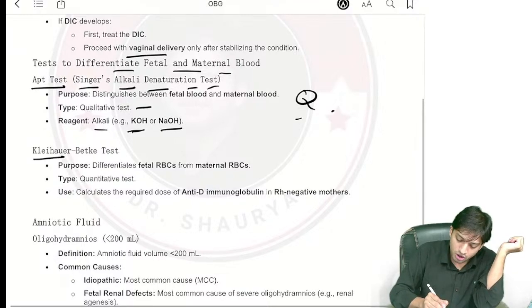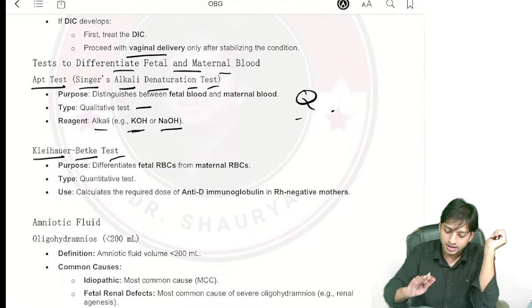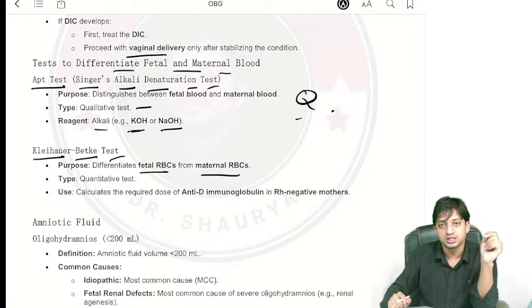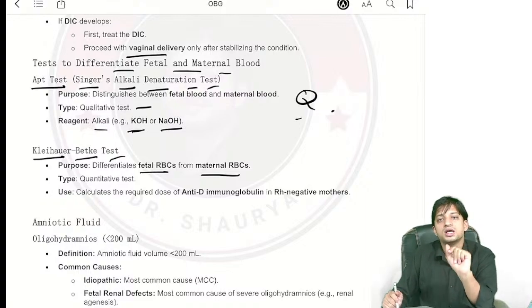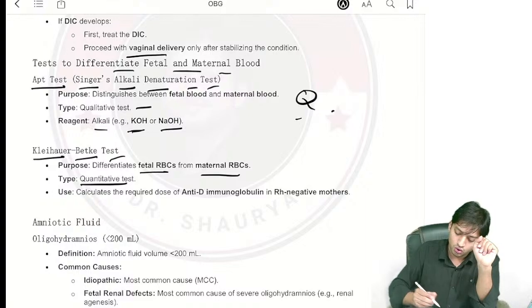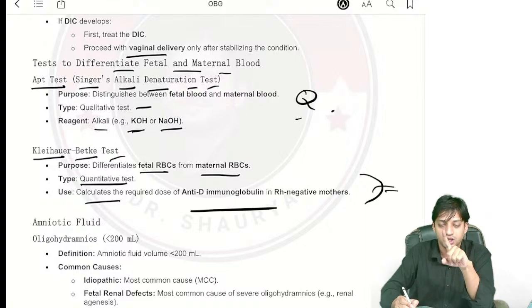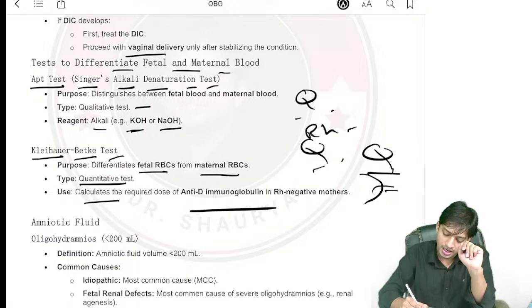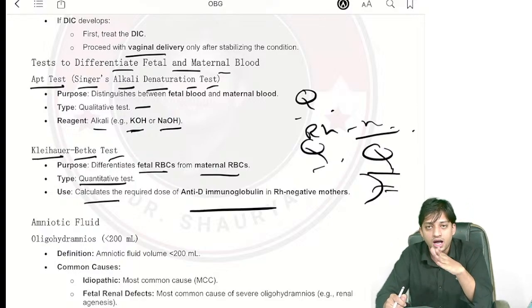Now, Kleihauer-Betke test, right? You can name it like that. The purpose is to differentiate the fetal RBCs from the maternal RBCs. Now, this Kleihauer-Betke test or KB test is a quantitative test. So it is helpful in calculating the amount of anti-D immunoglobulins in Rh negative mothers. So remember, this test is also important in case of Rh negative pregnancies, right?